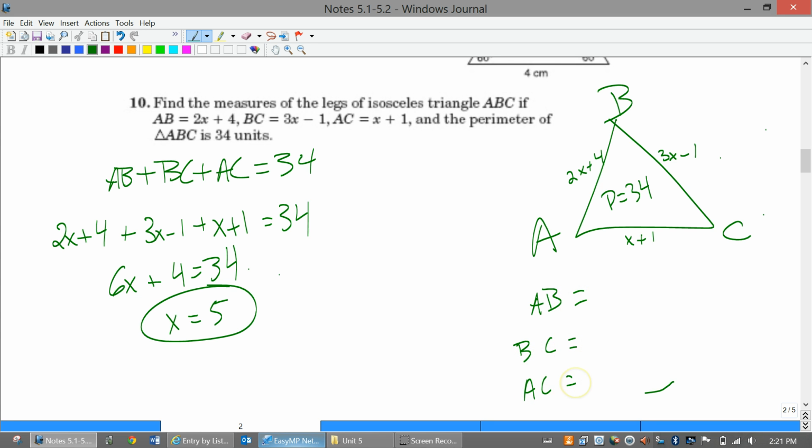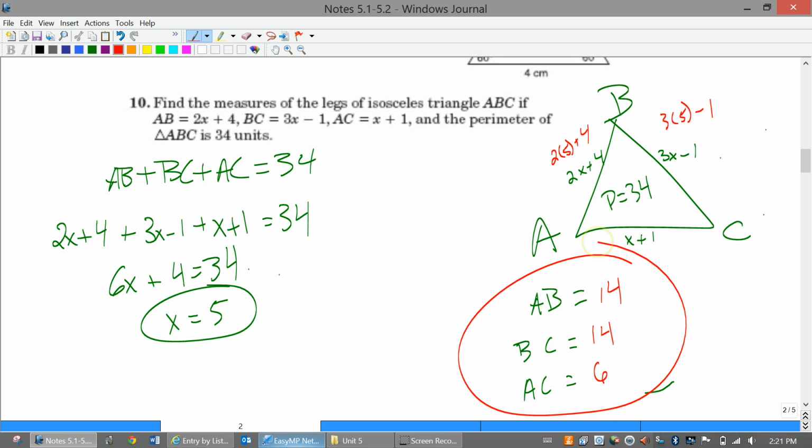So I need to backtrack again and ask myself a sub-question. What do I need to do? How do I find this? Well, they're all labeled with measurements, and I know what x is, so stick that in there. 14. 14. 6. Boom. Merry Christmas.